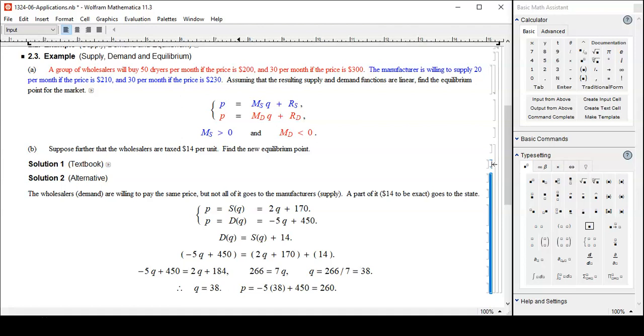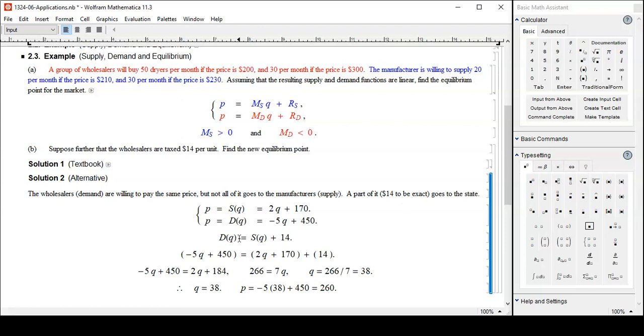Now, the key part. The wholesalers, the demand, are willing to pay the same price as before, whether there's no tax or tax. But the price will not all go to suppliers. Some of it will go to suppliers, but a part of it, $14 to be precise, goes to the state, to the U.S. government.